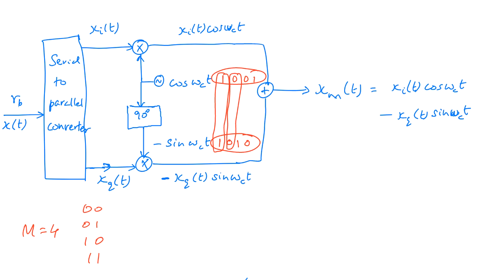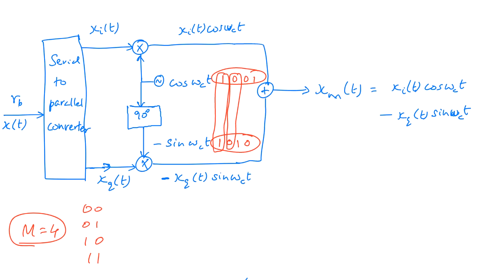So now we are able to achieve M-ary ASK with M equal to 4 using just two amplitude levels for each of the carrier signals. Okay, so that's the whole idea behind quadrature amplitude modulation. We don't want to increase the number of amplitude levels, and we solve that problem by using an extra carrier.